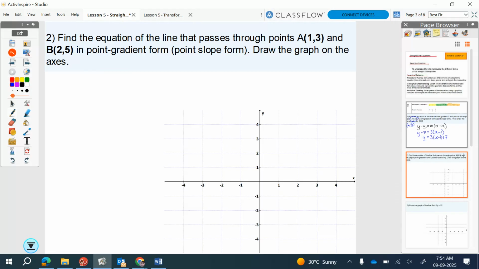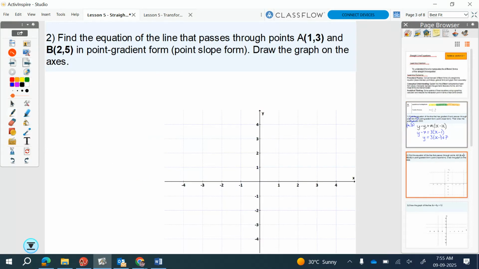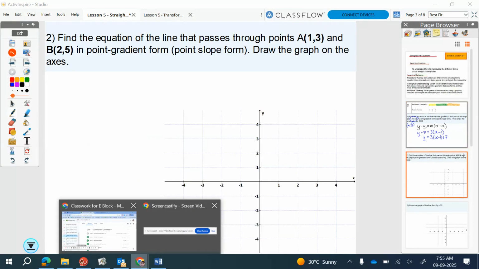Okay, so what I'd like you to do is to have a go, start using the same technique that we used here. Start by finding the gradient, then use the point slope form. Once you've done that, expand the brackets until we get it into slope intercept form, and then you can graph. Have a go with this question, and we'll come around and have a look.